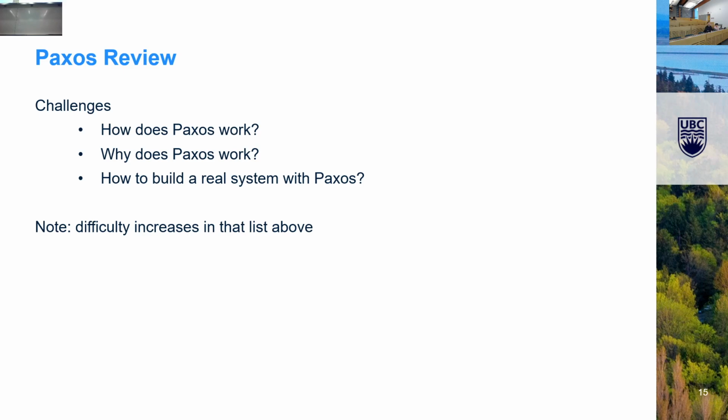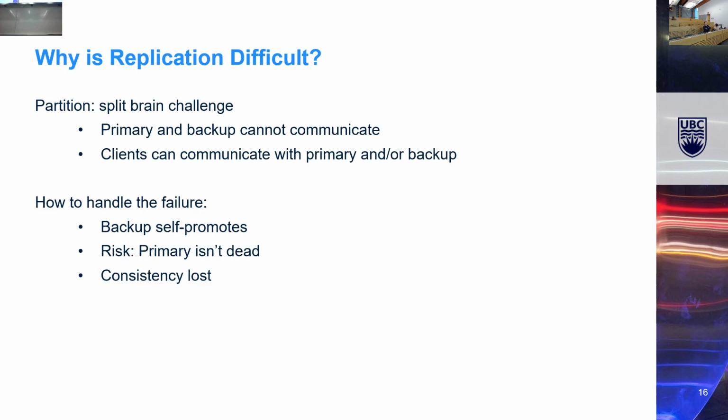So our challenges are figuring out how Paxos works, why it works, and how we actually build real systems with it. We're kind of in Project 4, in the how does it work and why does it work phase. Then Project 5 is where we're building a distributed key value store, and that's how we build a real system with it. So we are definitely going through these things.